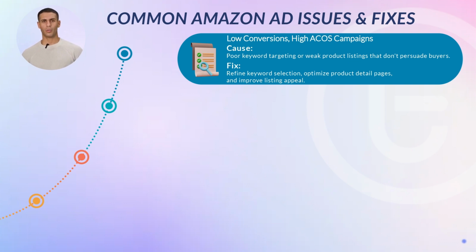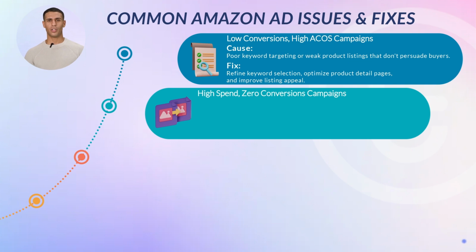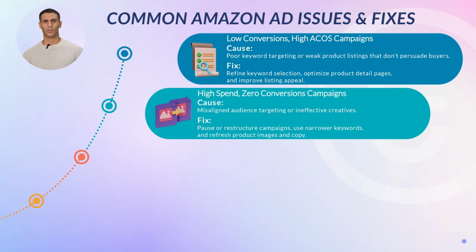In step 2, high spend with zero conversions is a big warning sign. This usually means your ads are targeting the wrong audience or your creatives are underperforming. The best solution here is to pause or restructure these campaigns. Use tighter targeting, avoid overly broad keywords, and consider refreshing your product images or copy to attract the right customers.